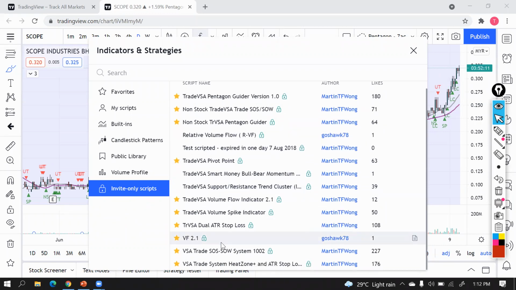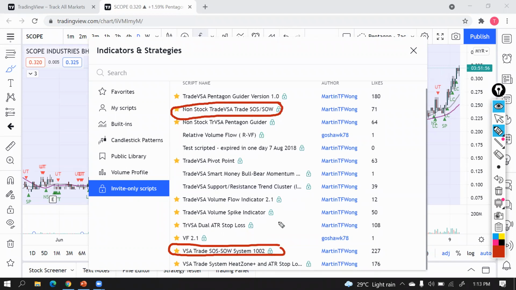So for SOSW here, VSA trade SOSW system 1002. Let me mark it down. So this is the one. This non-stock is for the futures market. So if you trade something like SCPO, or maybe the index, or maybe crude oil, you can use the non-stock SOSW.